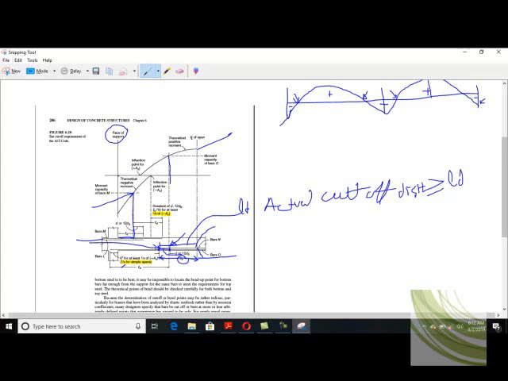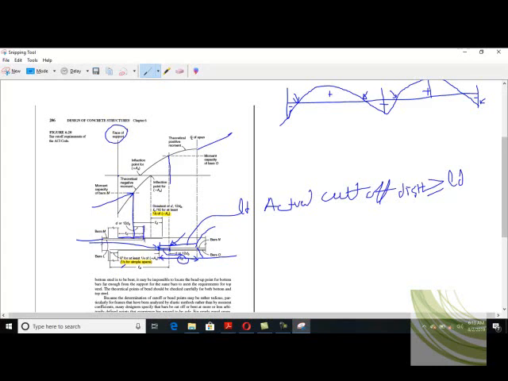So theoretically you need to cut your bar there, but practically, due to ACI restrictions, you can't cut the bar at the theoretical point. You need to go for the actual cutoff point. Now in the negative moment case, you need to go beyond, moving toward the support, opposite the face of the support, for a distance of 12 db or ln by 16. So now this is your actual cutoff point.